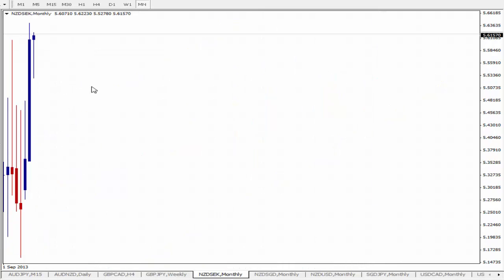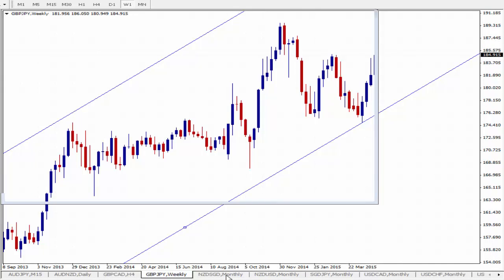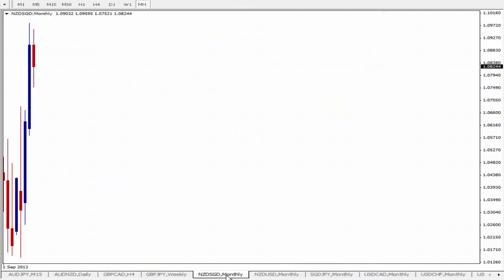And then over here, you can see there's just no way we can form a channel there, so I'll close that one as well. So what I'm doing is I'm sifting out all the long-term monthly charts for each currency pair, trying to find the best possible opportunity for a long-term trade.